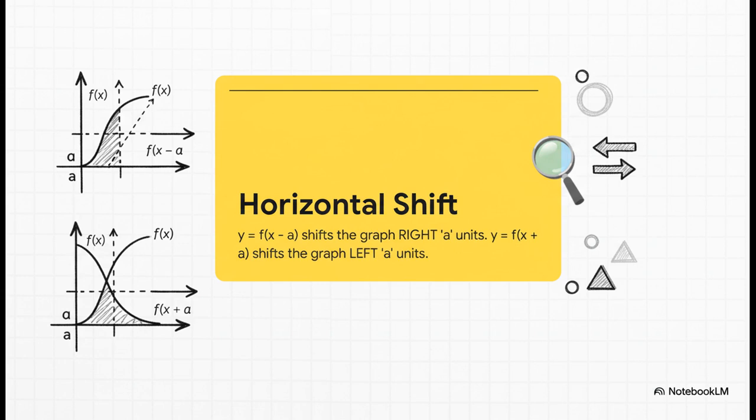Now for the horizontal shifts. This is an inside change happening right next to the x. But here's the crucial part, and honestly, it's a little weird. Subtracting a number actually moves the graph to the right, and adding a number moves it to the left. For anything horizontal, you kind of have to think the opposite of your first instinct.